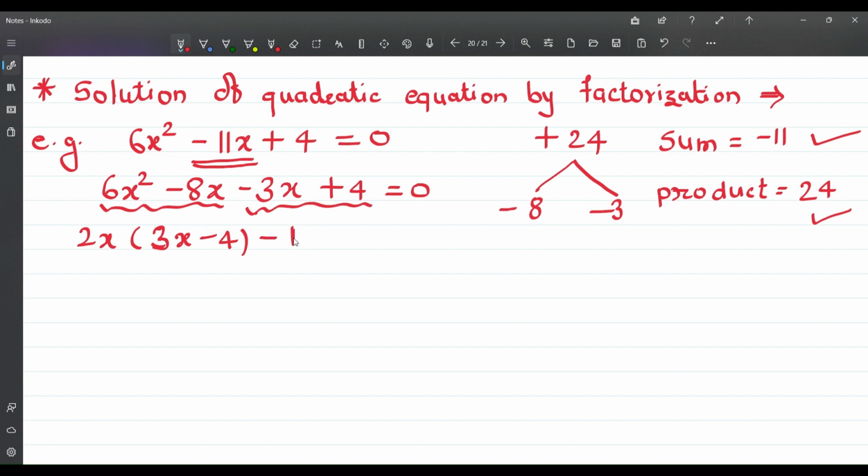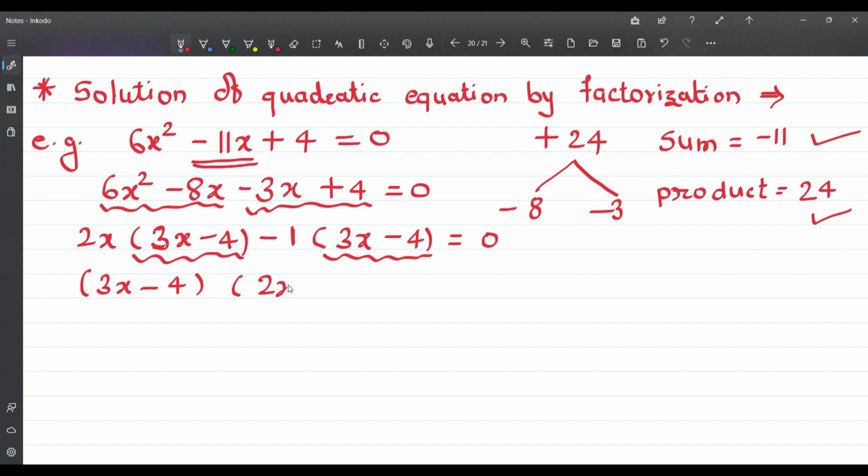Therefore, we take minus 1 over here. If minus 1 is common, then the sign gets changed, that is 3x plus 4 becomes minus 4, equal to 0. Now you can see 3x minus 4 and 3x minus 4 is common in this equation, so we take common 3x minus 4. Then the remaining term is in another bracket, that is 2x minus 1 is equal to 0.